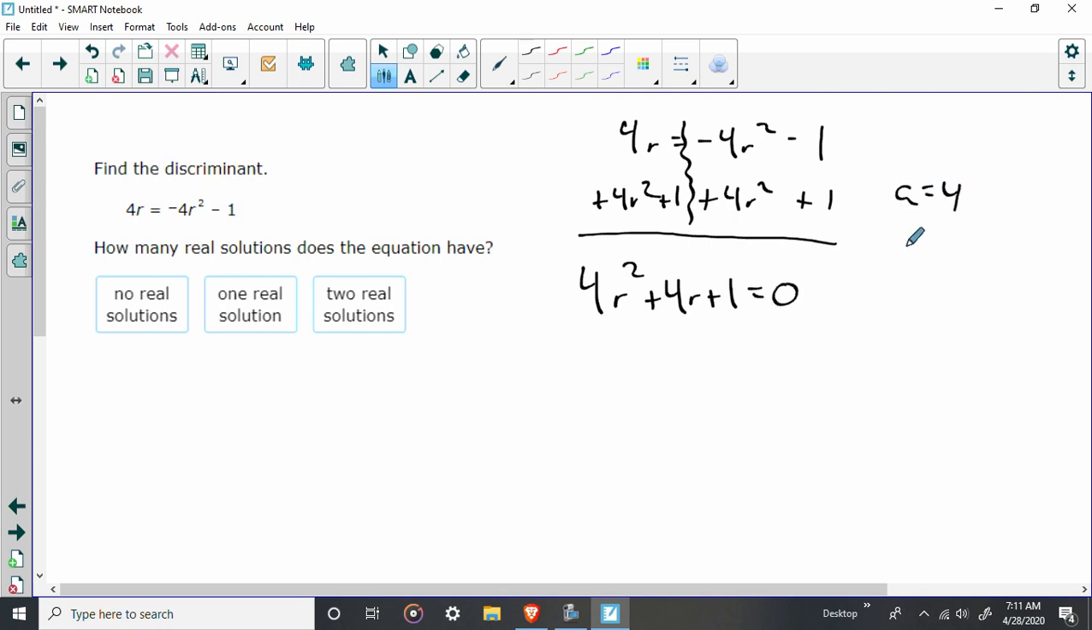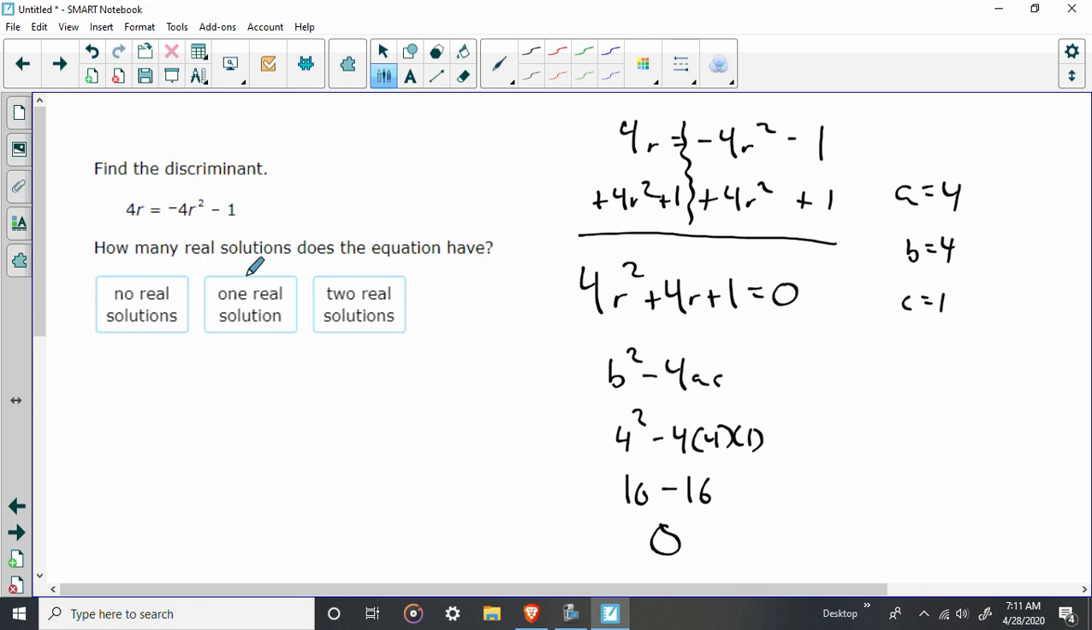A is 4, B is 4, C is 1. Okay, B squared minus 4ac. So we got 4 squared minus 4 times 4 times 1. 4 squared is 16. -4 times +4 is -16 times 1 is -16. 16 minus 16 is 0. That means there is one real solution.